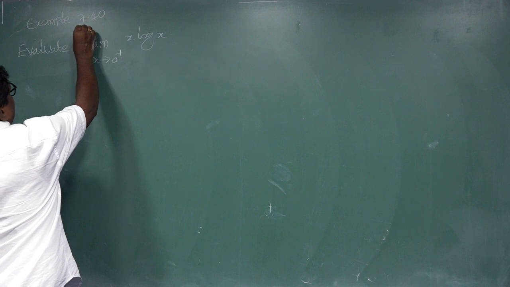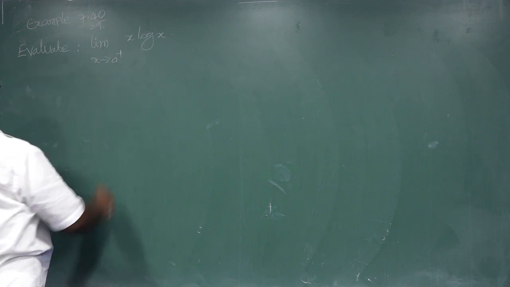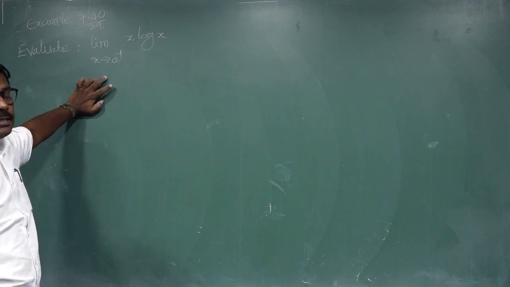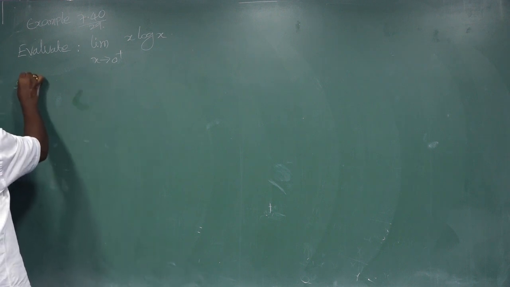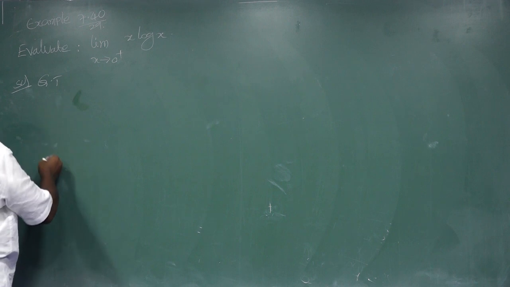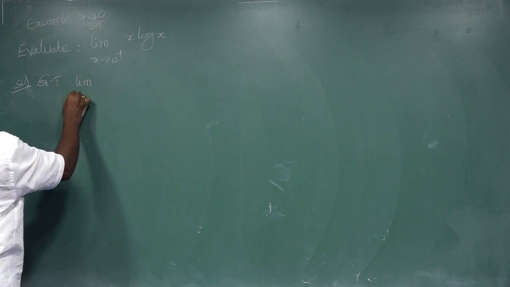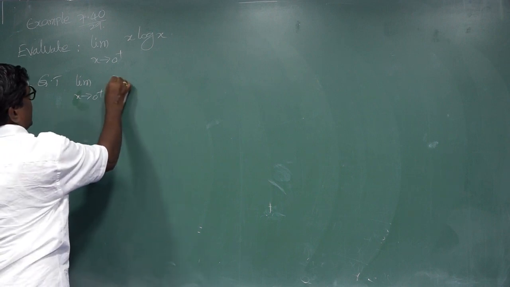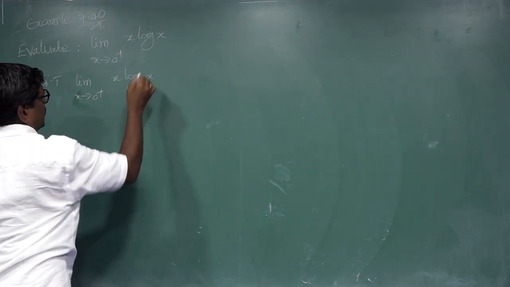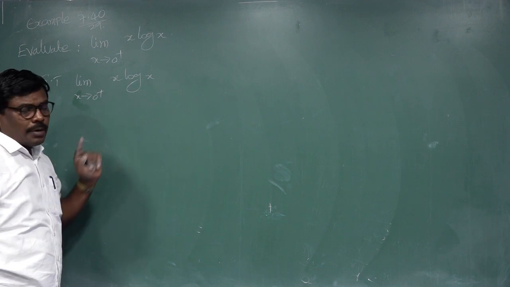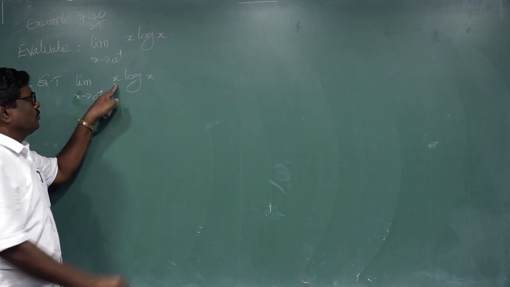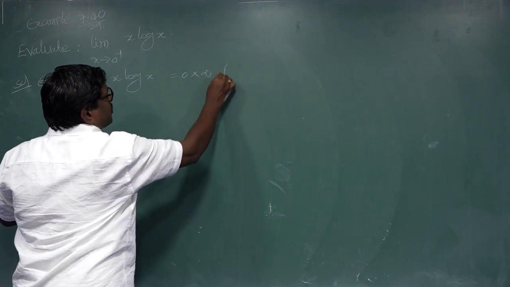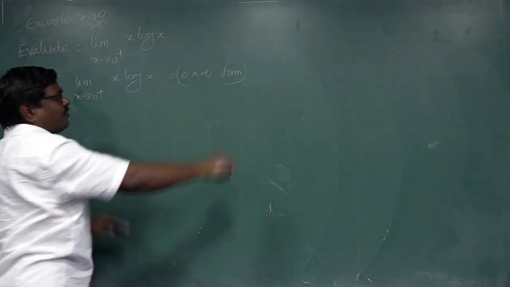Example 7.40, page number 29. Evaluate the limit as x tends to 0 plus of x log x. Solution: it is given as the right-hand limit as x tends to 0 plus of x log x. Applying the limit directly, 0 into log 0, the value is 0 into infinity. This form is indeterminate.